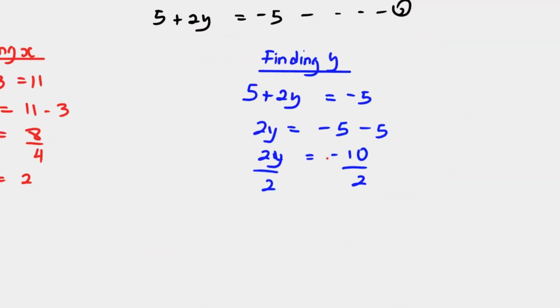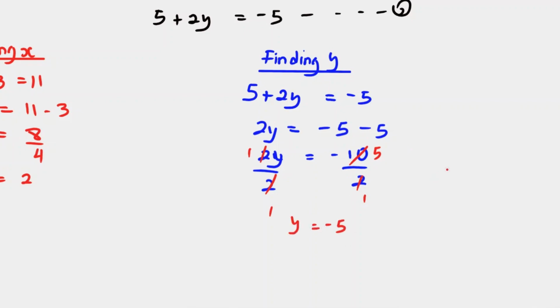So when you simplify, we have 2y equal to -10. So 2 can cancel itself once. It can also go into itself once here. Now let's simplify this one. 2 goes into 10 five times. Don't forget we have the negative sign here. So that means y is equal to -5.